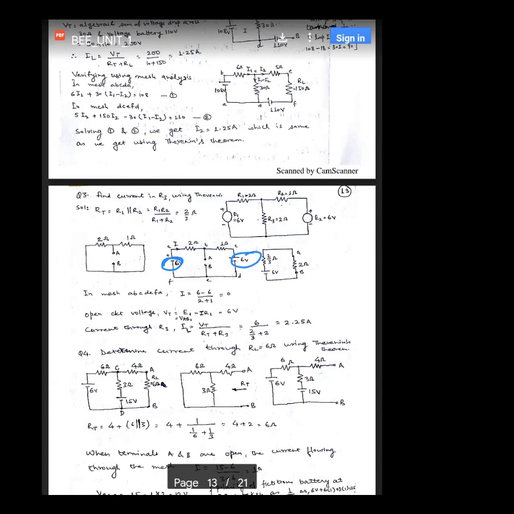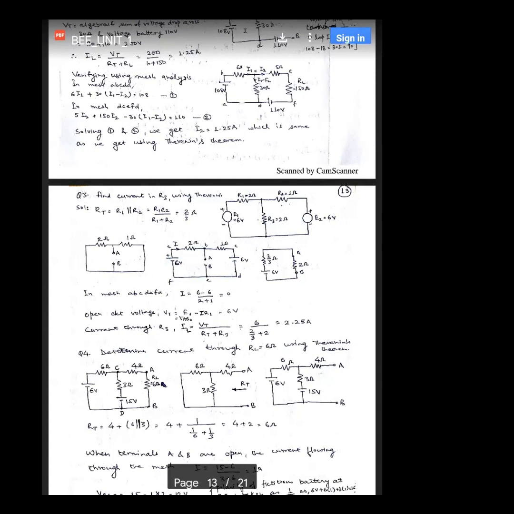When there is a zero energy source, no current will flow in the network. Or we can say that current flowing is 6 minus 6 upon 2 plus 1. Ohm's law is applied, but the current is 0. Now we have to calculate the open circuit voltage.